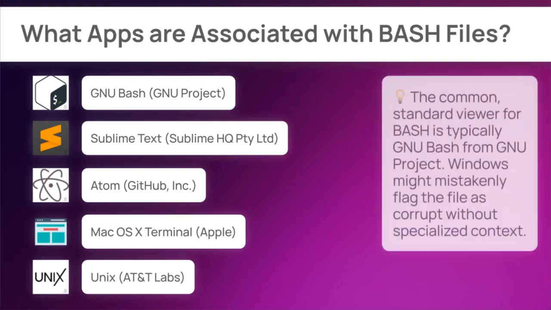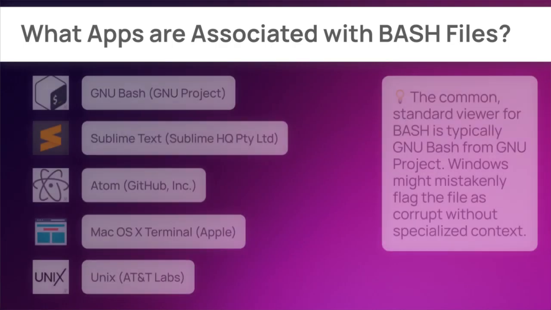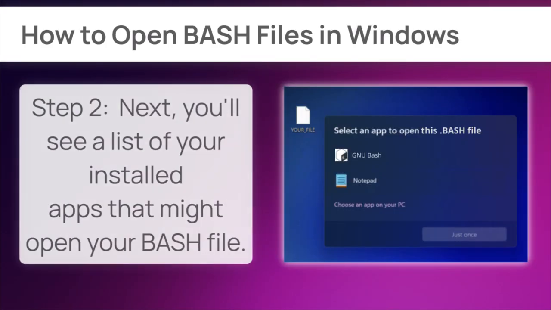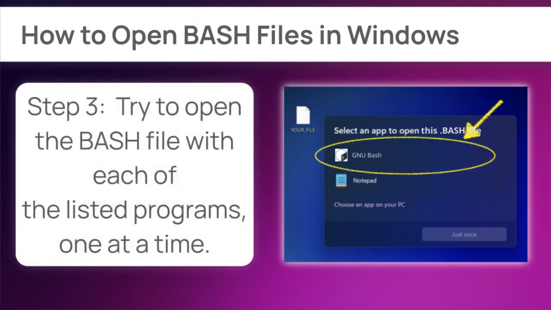Windows might mistakenly flag the file as corrupt without specialized context. Windows cannot natively activate scripts, so users need the proper execution environment. To unlock the data, right-click the BASH file and select Open With. Test GNU Bash if available. If it's absent, choose another program. We must determine which app can properly read the header.